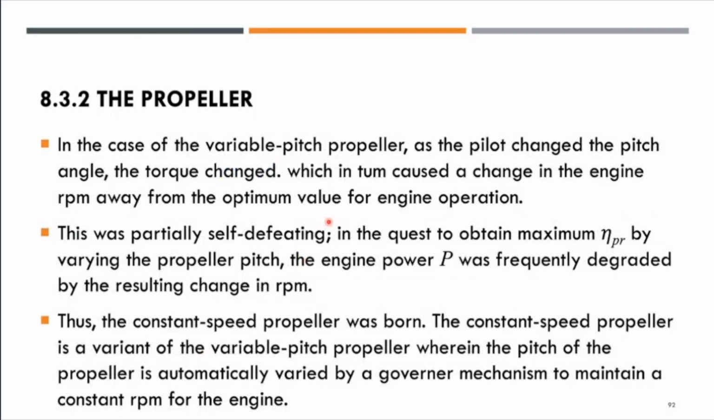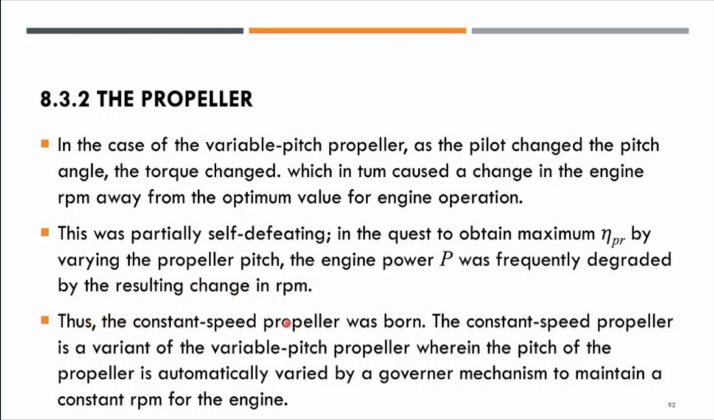So in the case of a variable pitch propeller, the pilot changes the pitch angle, the torque changes, which in turn causes a change in the engine RPM away from the optimum value of the engine operation. So this was partially self-defeating. In the quest to obtain higher ζ_PR by varying the propeller pitch, the engine power P was frequently degraded by the resulting change in RPM.